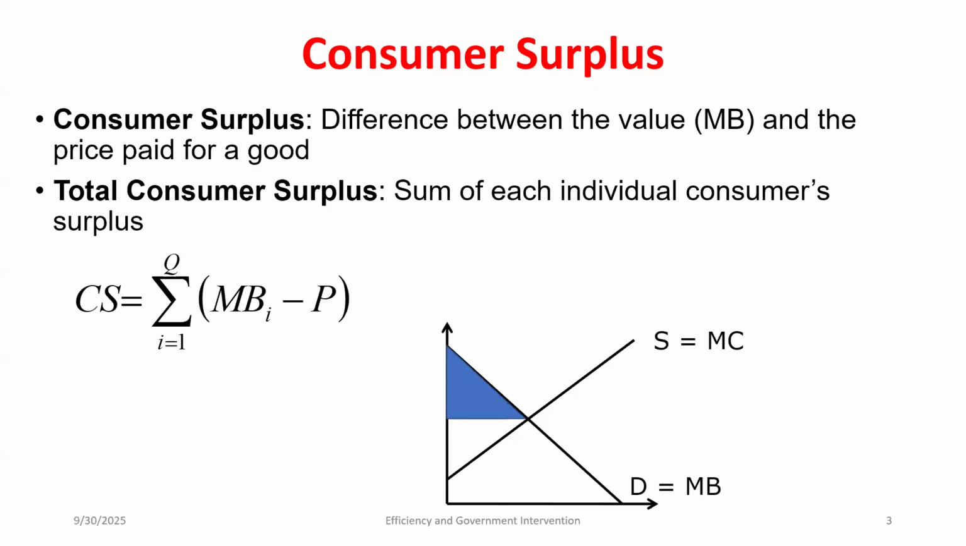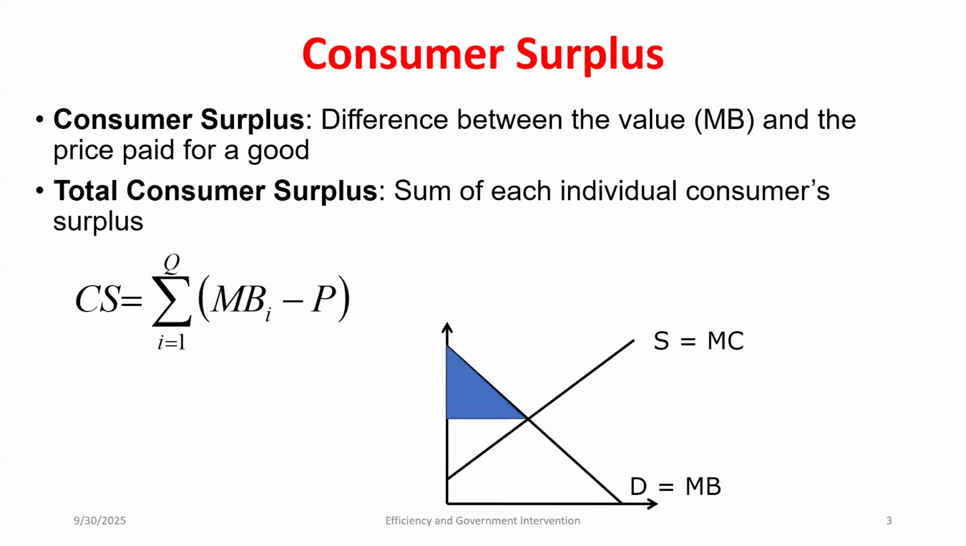Demand represents the marginal benefit to consumers. Supply represents the marginal cost to producers, right? This is stuff that we've talked about before. Okay? If I think about this very first unit, what's the consumer surplus, or the net benefit to the consumer, from that first unit? It should be the difference between what?